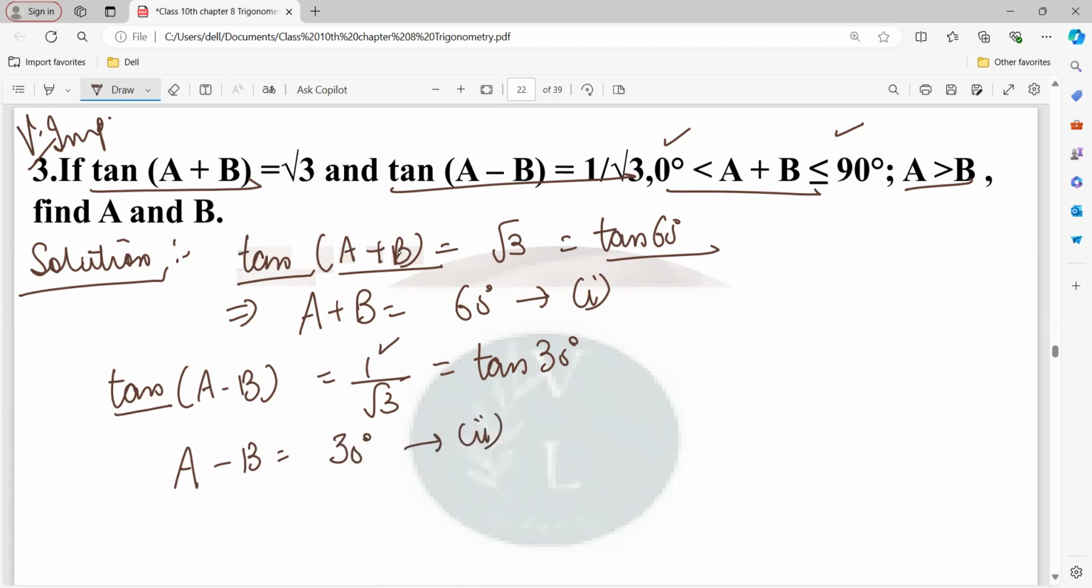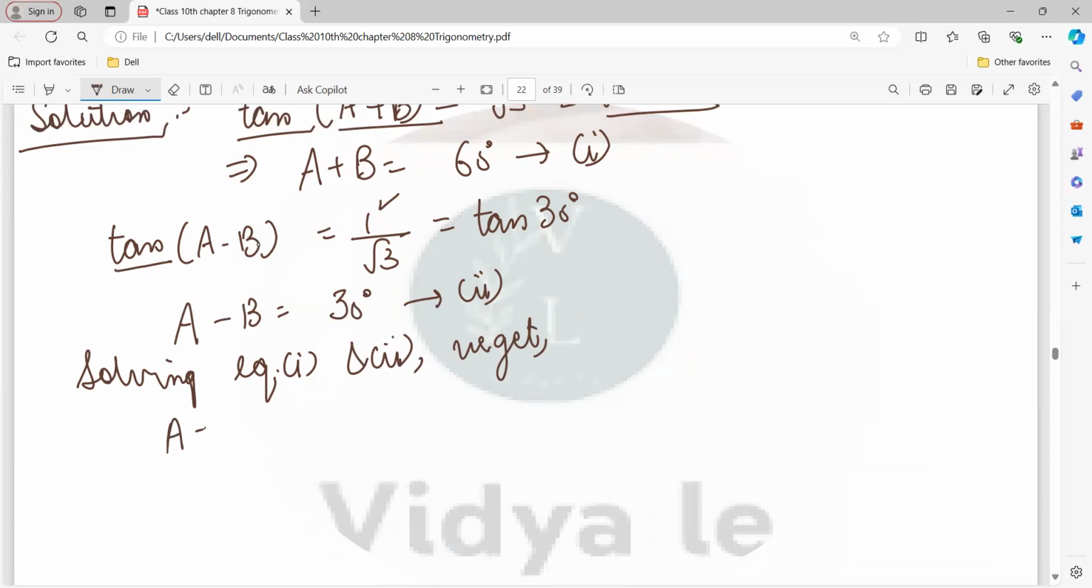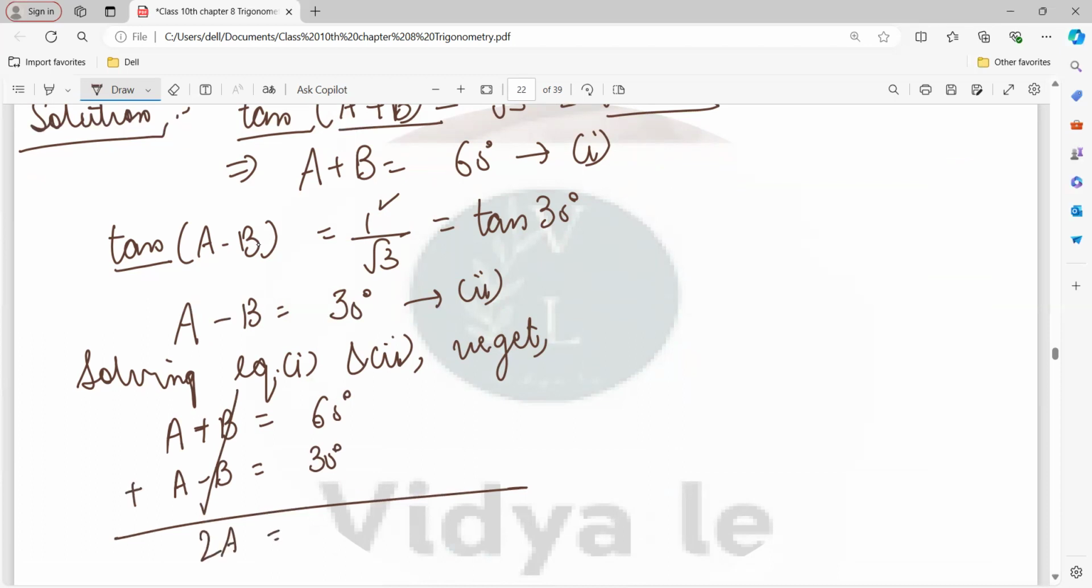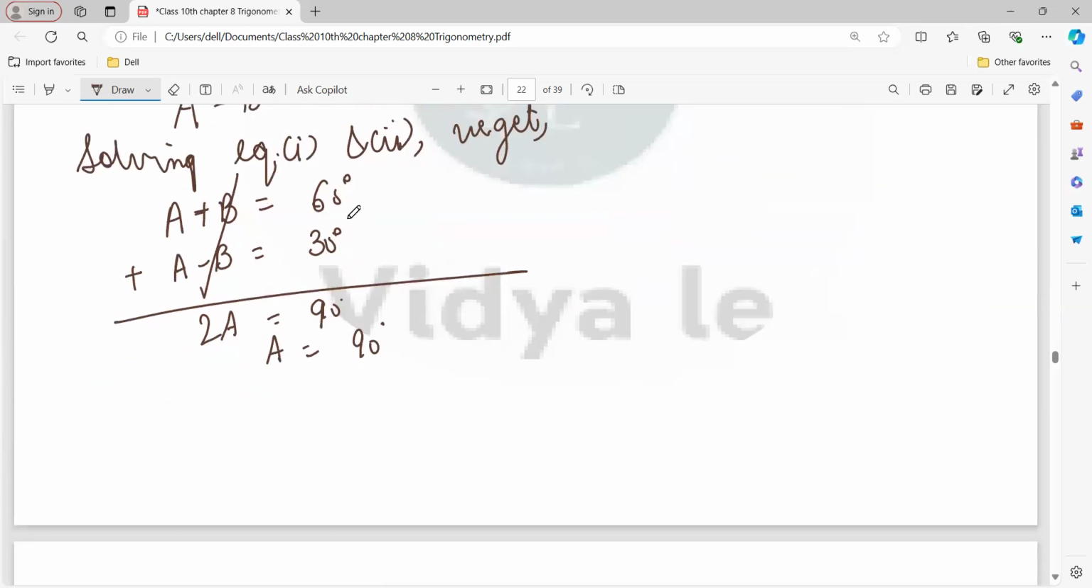Now we have the two linear equations and we know how to solve linear equations. So let's solve it. Solving equations 1 and 2, we have A plus B equals 60 degrees, A minus B equals 30 degrees. If we add them, minus B and plus B will get cancelled out. A plus A is 2A. 60 plus 30 is 90. So the value of A is 90 by 2, which is equal to 45 degrees. Okay.